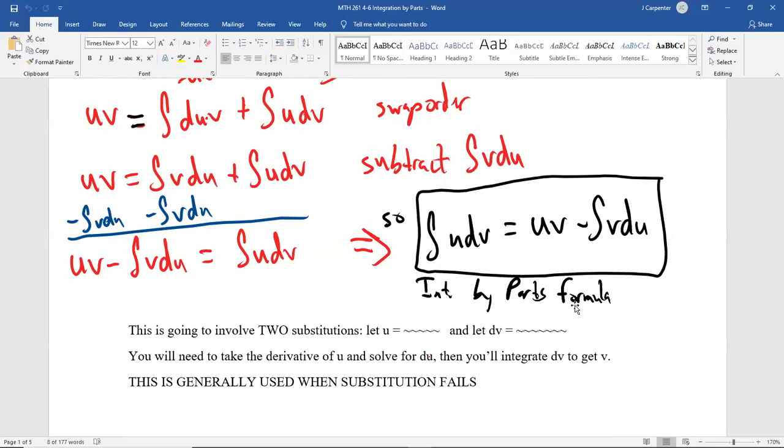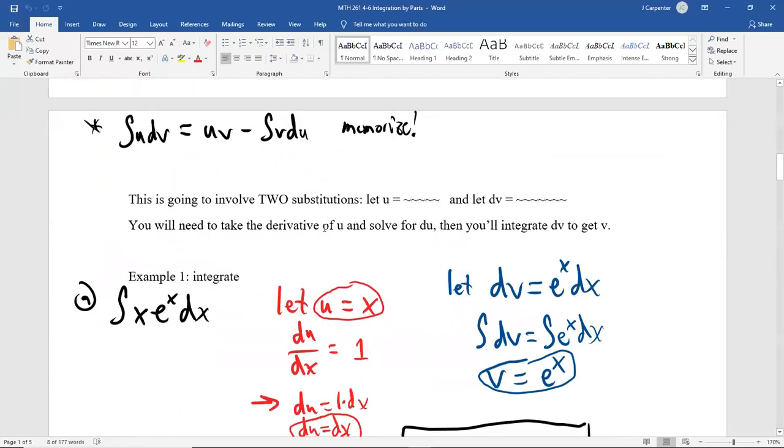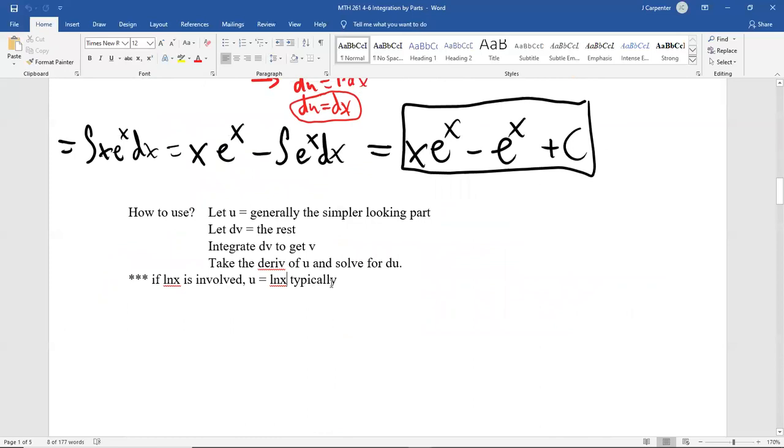And again, I'm saying generally, there are exceptions to any rule, especially when you go to try and integrate a natural log of x, which I point out down here. If there's ever a natural log of x involved, in fact, just like the substitution technique, u is going to tend to be the natural log of x. Again, typically, I could give a problem where it's not, but that's usually the first thing you try.